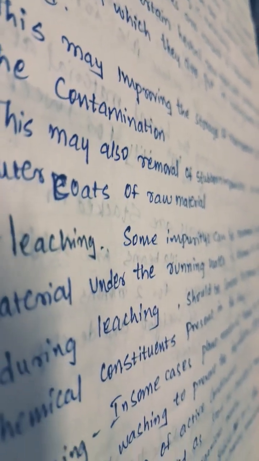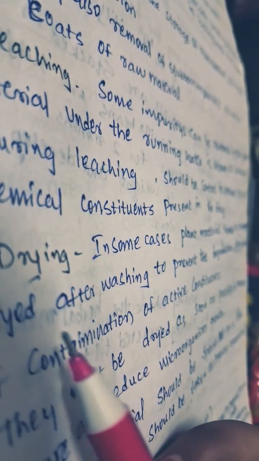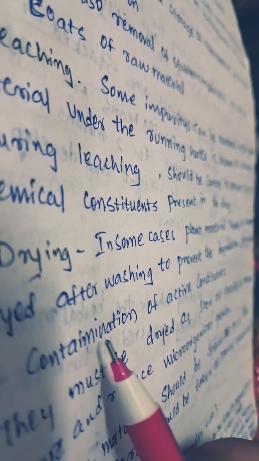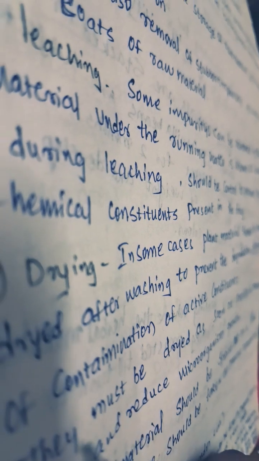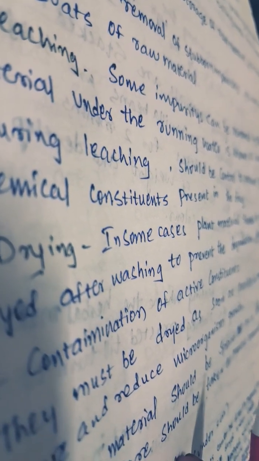During leaching, care should be taken to prevent loss of the chemical content that is present in the drug. Next, drying. In drying, in some cases, the plant material should be thoroughly dried after washing to prevent the degradation and deterioration of the active substances, the active constituents. They must be dried as soon as possible to remove the moisture and reduce microorganism growth.